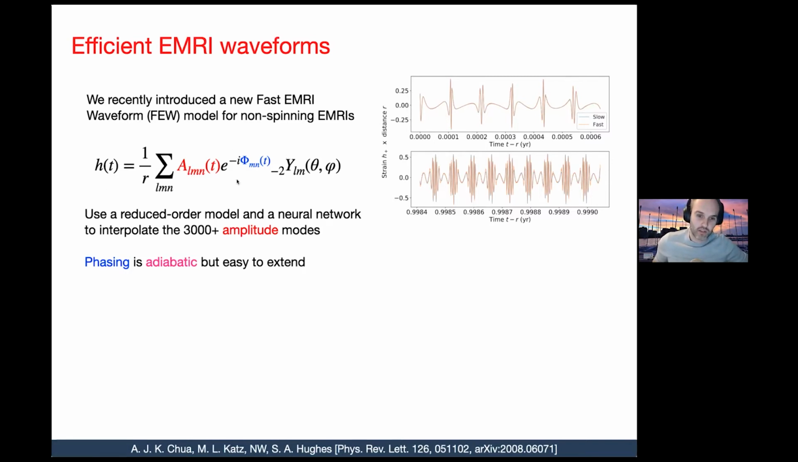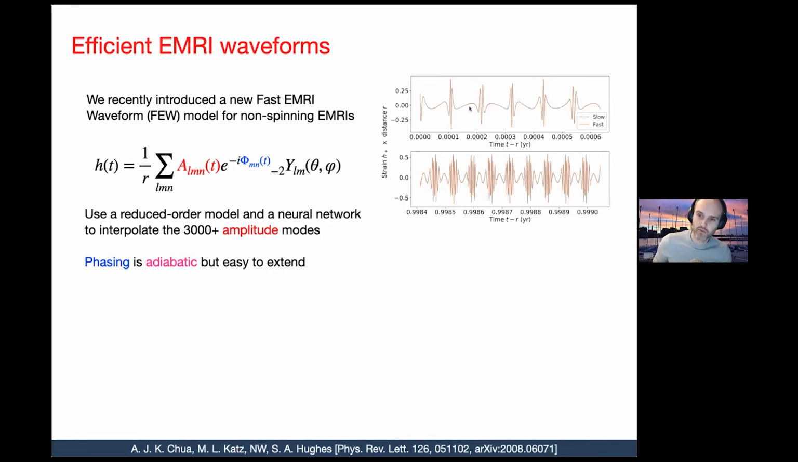We've done some recent work on this, where we've actually interpolated these amplitudes across the parameter space using a combination of what's called reduced order modeling and a neural network interpolation, because these amplitudes don't need to be known super accurately, and so neural networks are quite good at that. But the phasing does need to be known very accurately. This work is given in the letter at the bottom, from almost a couple of years ago now.